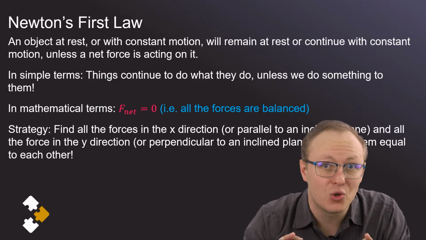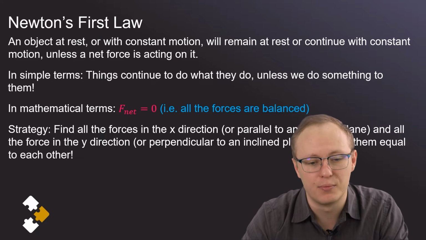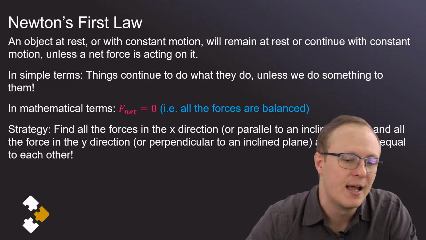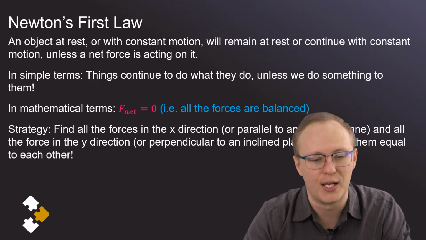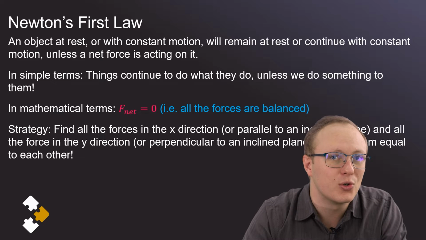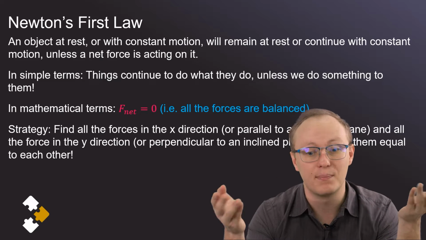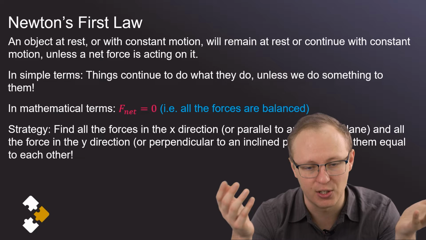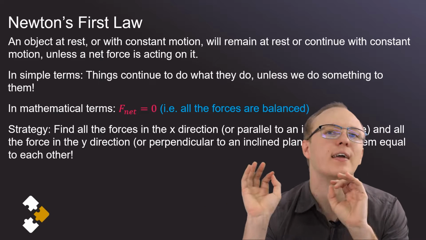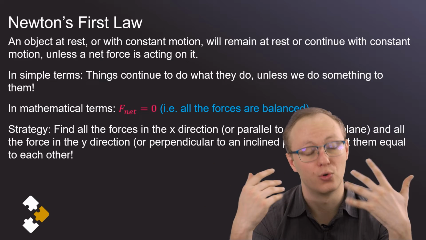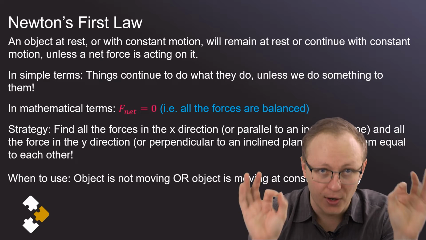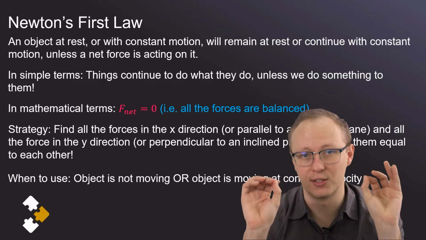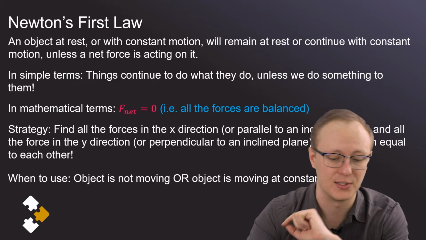So for us, we're going to have the following strategy. We're going to find all of the forces in the x direction, or parallel to an inclined plane, and all the forces in the y direction, or perpendicular to an inclined plane, and we're just going to set each set equal to zero. And that's because the F net, the resultant force, has to be 0 if an object is not moving or it's moving with constant velocity. So when do we use this? Not moving or constant velocity. Then we know F net is 0.